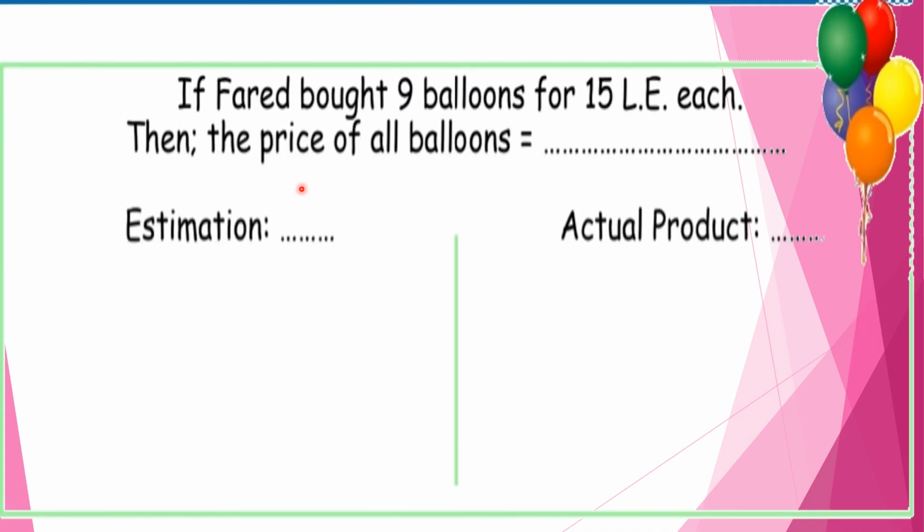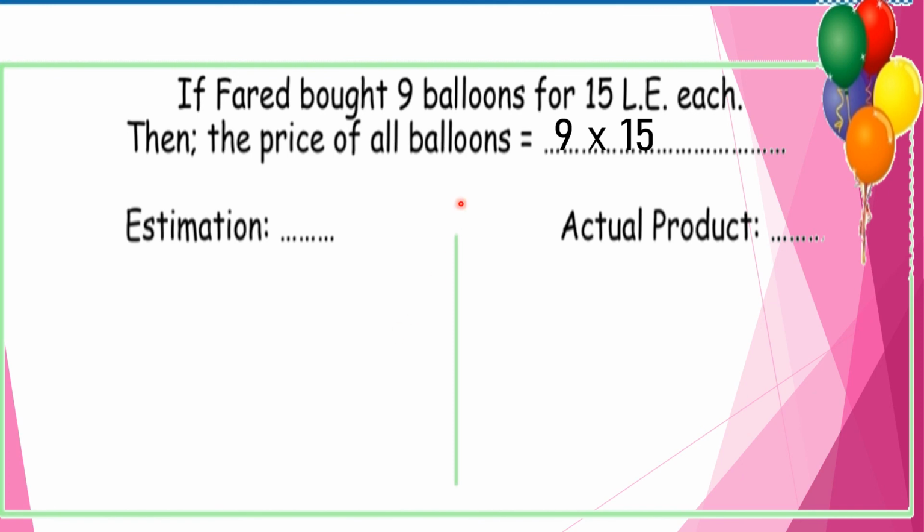If Farid bought 9 balloons for 15 LE each, then the price of all the balloons, what should I do? So I will multiply here 15 by 9. But I don't know the product of 15 by 9. It's not easy. So I will estimate it and I will see the actual product to check if my estimation was correct.